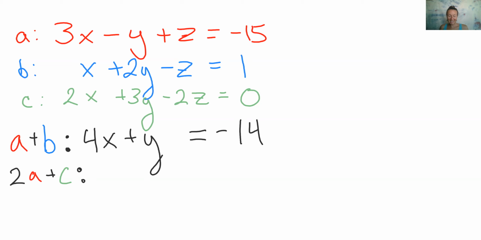That's going to give us 8x. 2 times -y plus 3y, so it's going to be -2y plus 3y. That's going to give us just a positive y. And then 2 times z is 2z plus -2z. That cancels out our z's. We have no z's here. And then we're going to go 2 times -15, which is -30, plus 0. It's going to be -30.